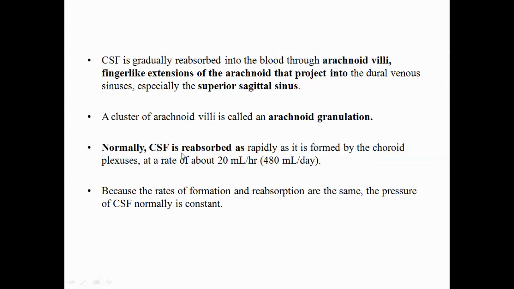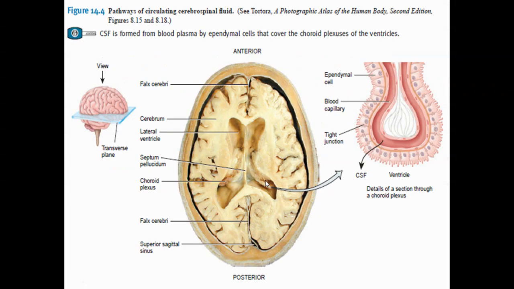Normally CSF is reabsorbed as rapidly as it is formed by the choroid plexus, at a rate of about 20 ml per hour, that is 480 ml per day. So the rate of formation of the CSF and the rate of absorption are the same. So the pressure of the CSF is continuously maintained and is constant. There is no change in the pressure of the CSF.